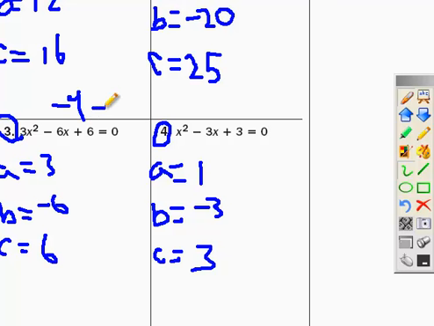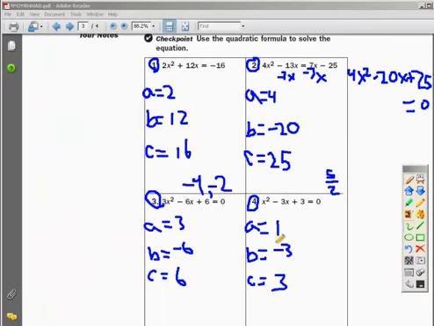and get -4 and -2. On the second one, there was only one answer because that discriminant was 0, and you got 5/2. On the third one, you had 2 non-real answers, 1 plus or minus i.